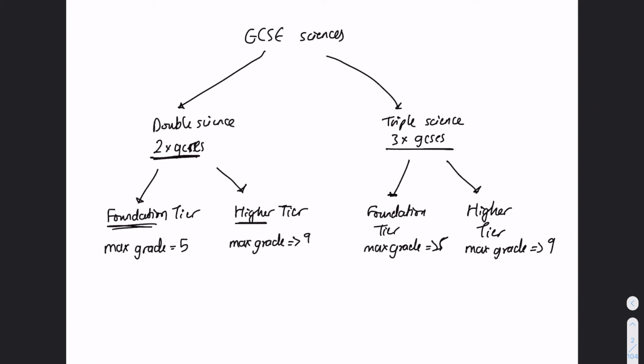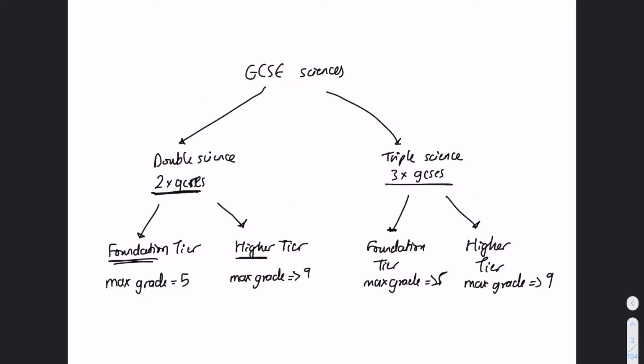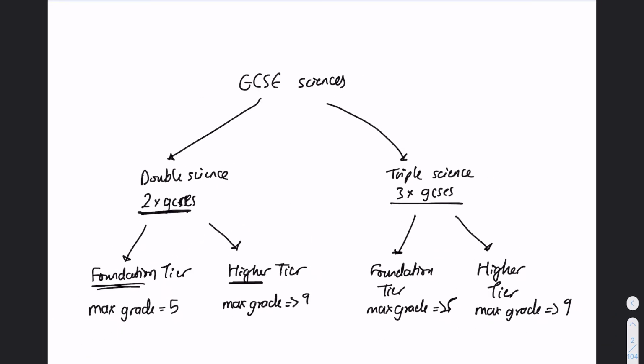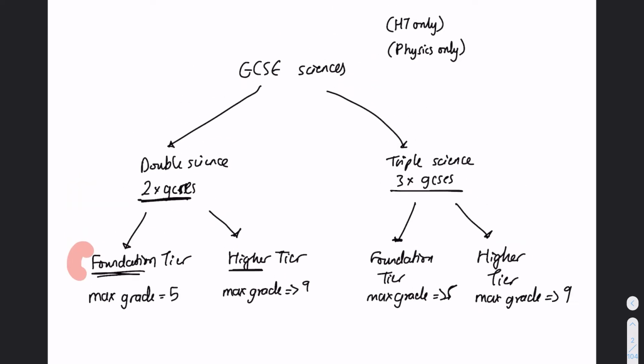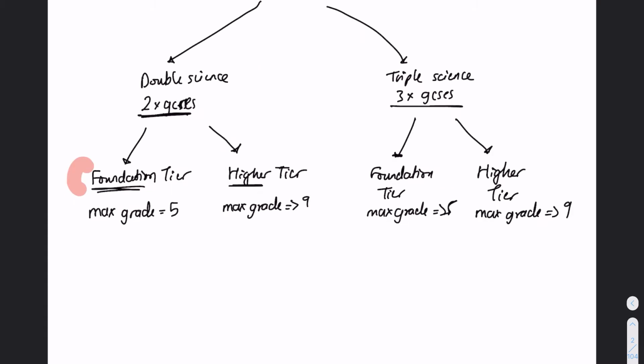The reason it's important to know which tier you are is because certain parts of the specification apply to certain students, and we can know this by certain prefixes. So there are 2 prefixes that are commonly found in the specification, and these are HT only and physics only. So for foundation tier students, none of these 2 prefixes apply. So there's no HT only and there's no physics only.